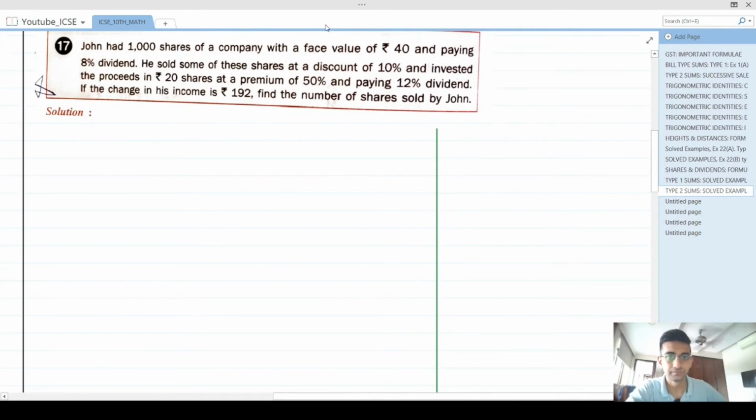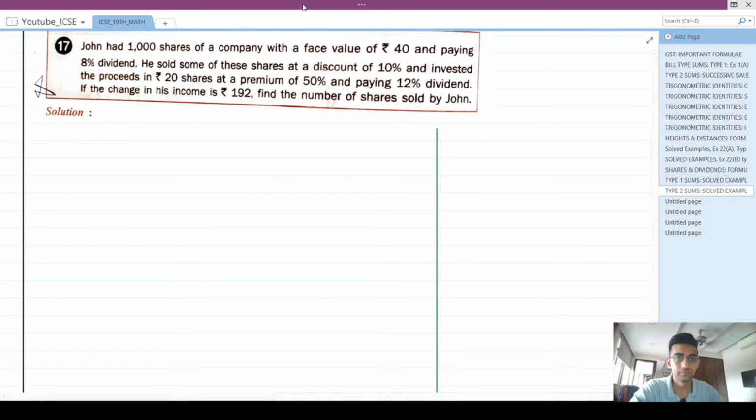Next, John had 1,000 shares of a company with face value 40 paying this much dividend. He sold some of these shares at 10% discount and invested the proceeds in 20 shares at a premium of 50%, paying 12% dividend. If change in income is 192, find the number of shares sold by John. We have to find how many shares he sold.